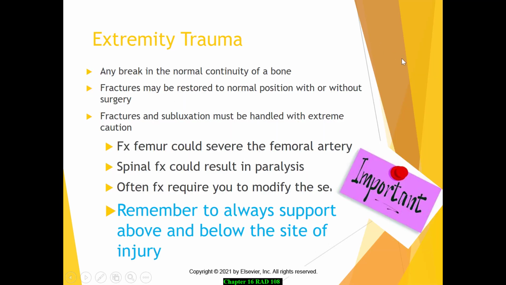So your extremities for your trauma: any break in the normal continuity of your bone. Your fractures could be restored to a normal position with or without surgery. So sometimes they will place that bone back in place. It's called a reduction. A lot of times we'll see post-reduction films come to us that we're going to take an x-ray of so that we can determine, did they put that bone back in place where it should be. So these could be dislocations, or they could be fractures that simply could be reduced back into place.